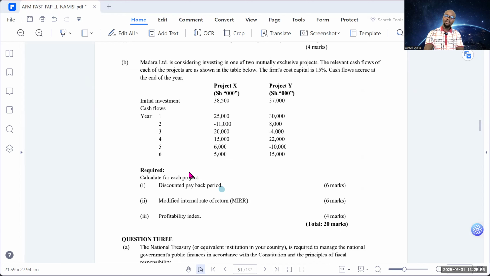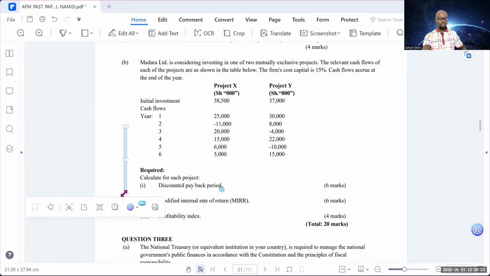What does the examiner want us to do? The examiner is saying, calculate for each project the discounted payback period, 6 marks. Then Roman number 2, calculate the modified internal rate of return, MIRR, 6 marks. Then Roman number 3, calculate the profitability index, and that is 4 marks.